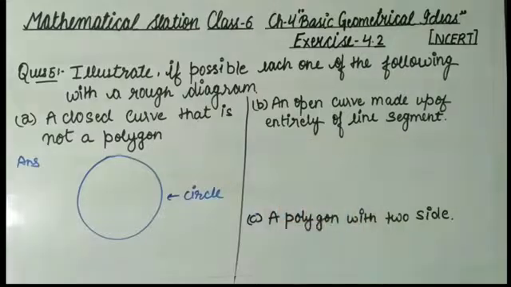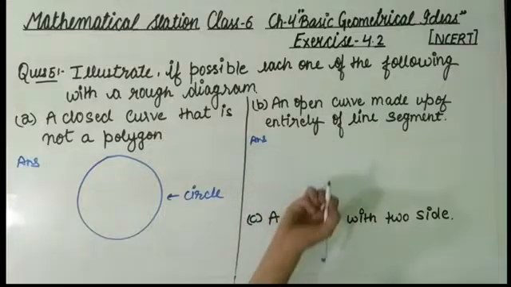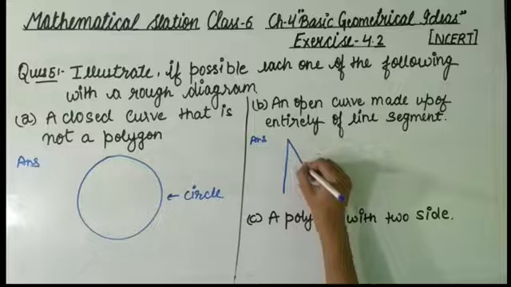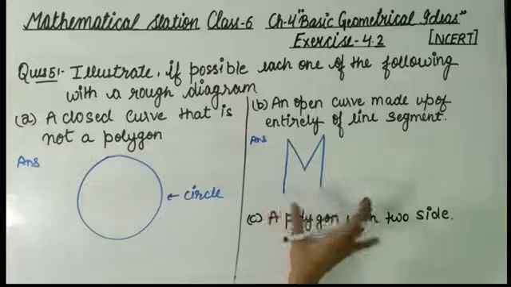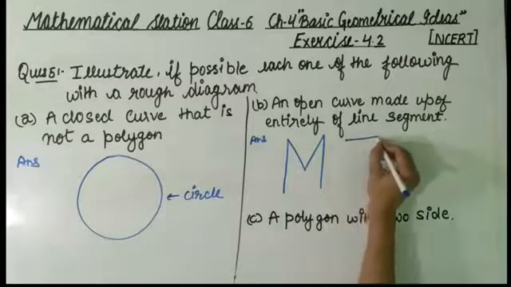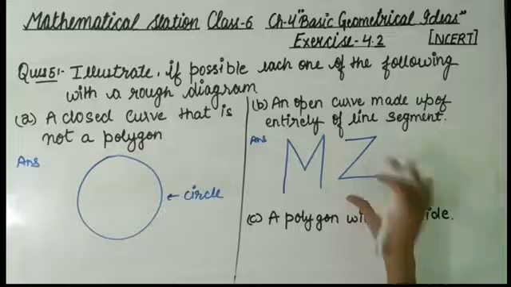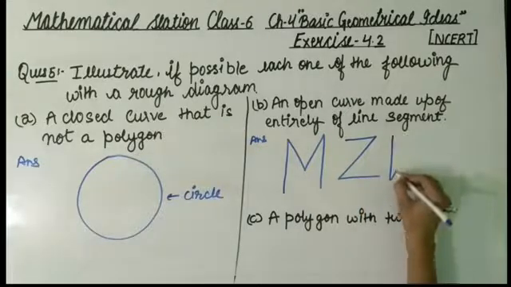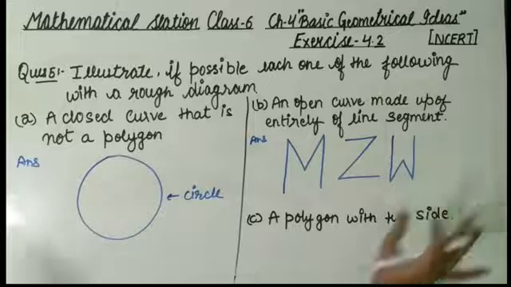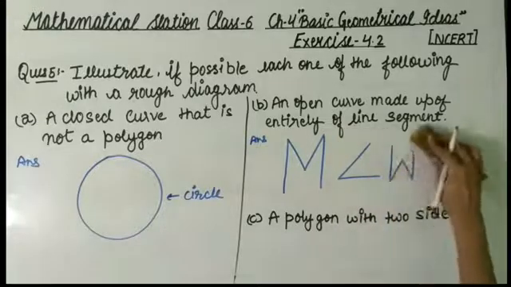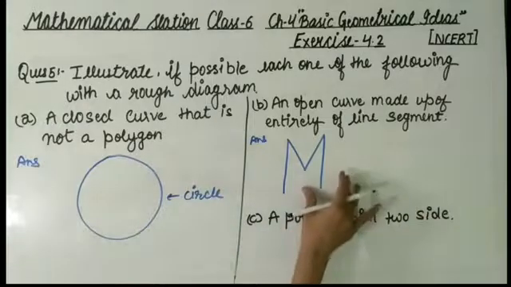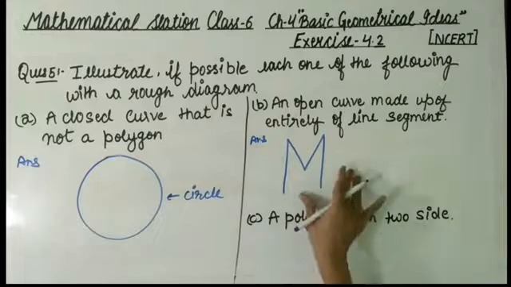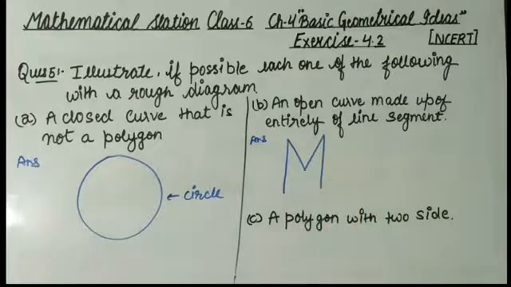Now, let me draw M. M is an open curve made up of line segments only. And also let us see this Z and W. It is also an open curve and made up of line segments only. Here we only need to draw one, so this is our figure, which is an open curve made up entirely of line segments. Now, let us move to the third.